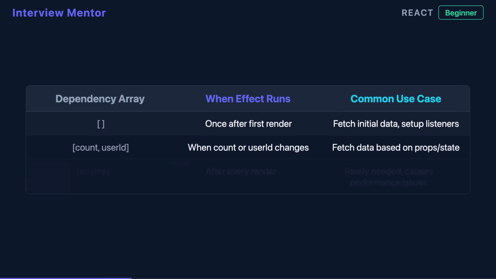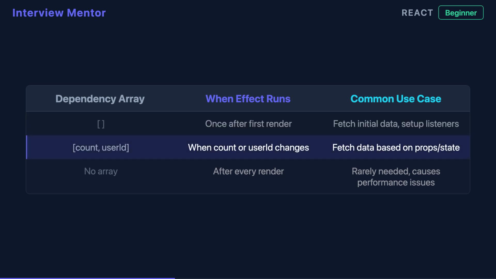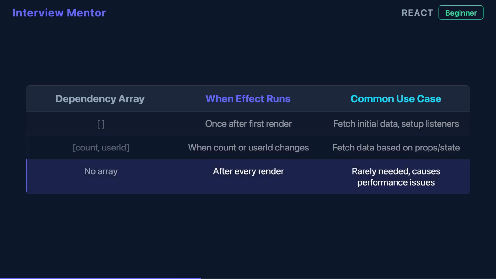The dependency array is your control mechanism. An empty array means run once after the first render only, perfect for fetching initial data. Include dependencies like count or user ID, and the effect reruns whenever those specific values change. No array at all? Your effect runs after every single render, which is rarely what you want and often causes performance issues or infinite loops.